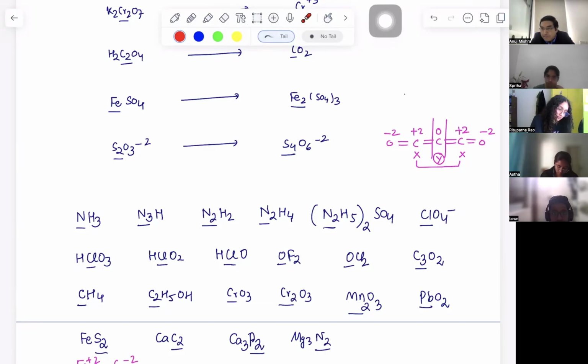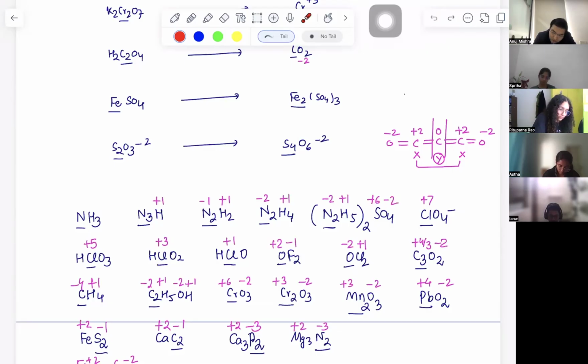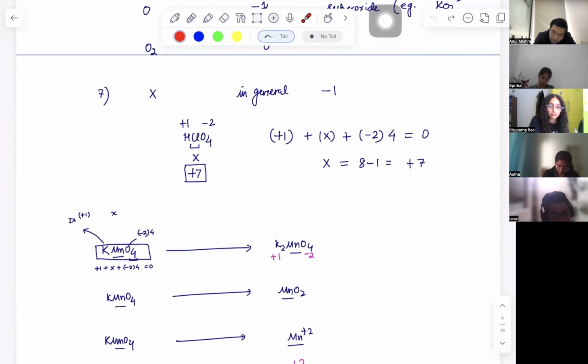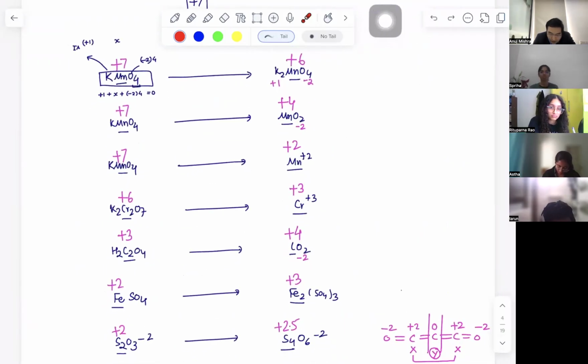Fine. Any difficulty in this? Let's complete this. So these are the answers for the last case.